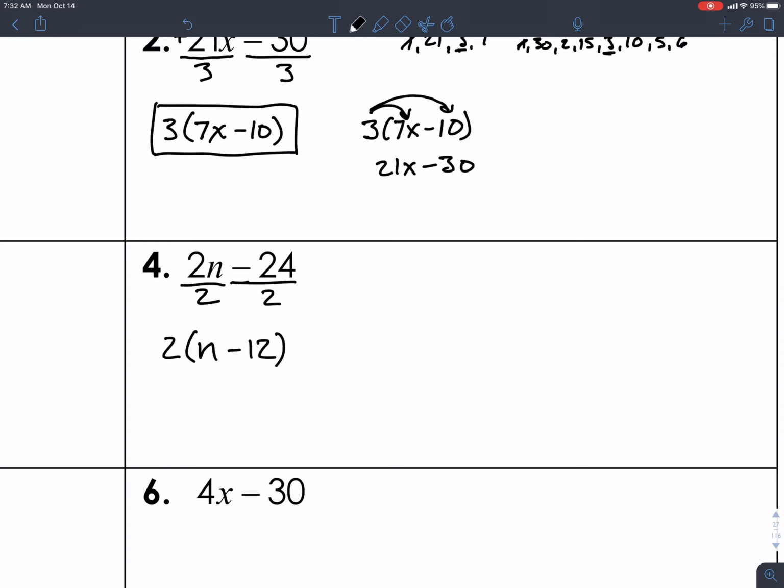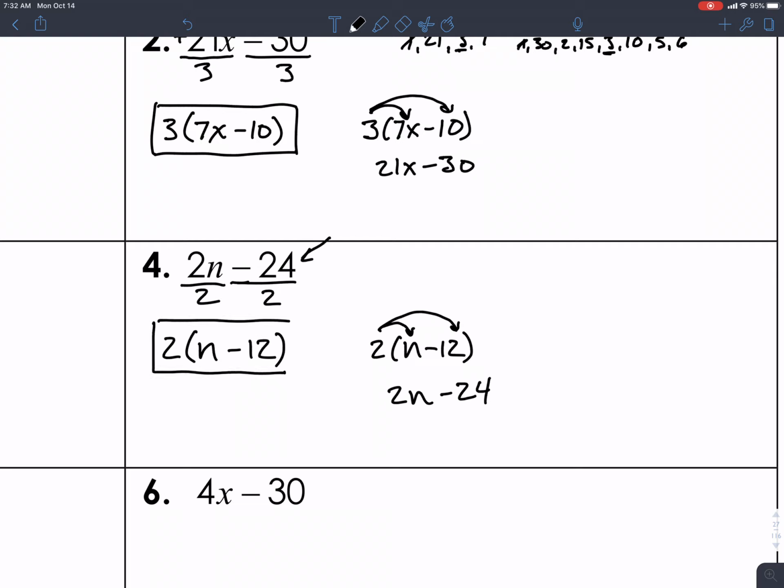So now I'm going to check it. Okay, I'm going to distribute. Check my answer. 2 times n, that gives me 2n. 2 times negative 12, that's negative 24. And that was what we started with. So that is a good answer. Okay, it works.